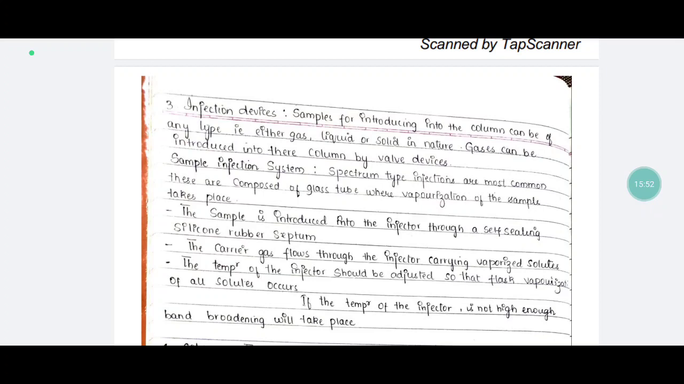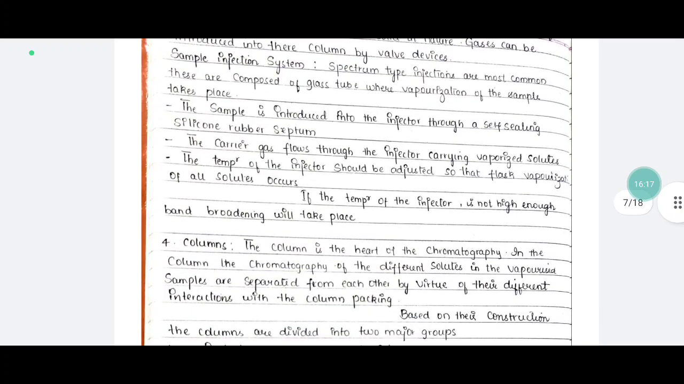The carrier gas flows through the injector carrying vaporized solutes, and the temperature of the injector should be adjusted so that all the solutes are vaporized. If the temperature of the injector is not high enough, then band broadening will take place.